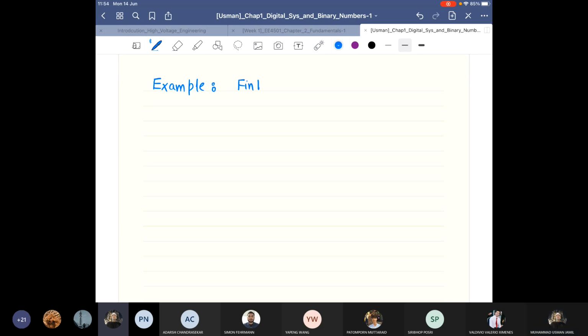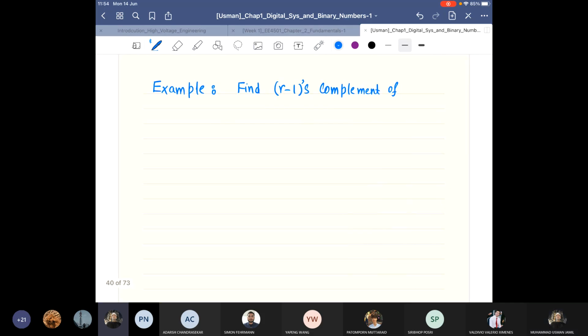Find r minus 1's complement of 1 0 1 1, this one. So now from this one the solution.